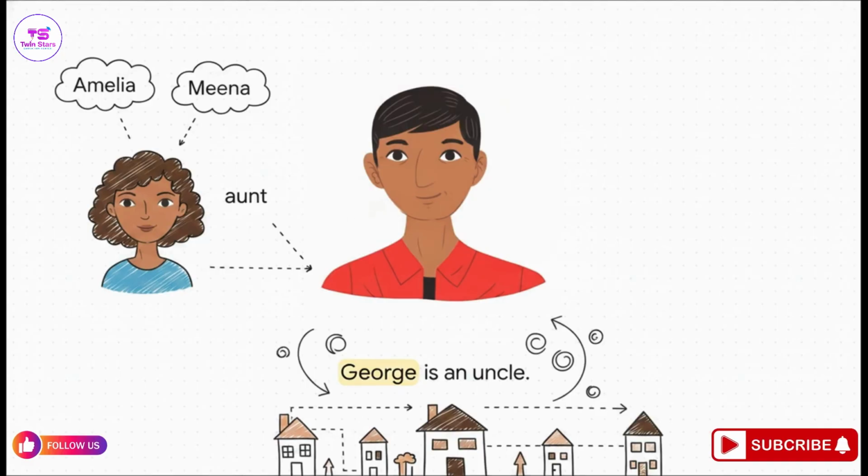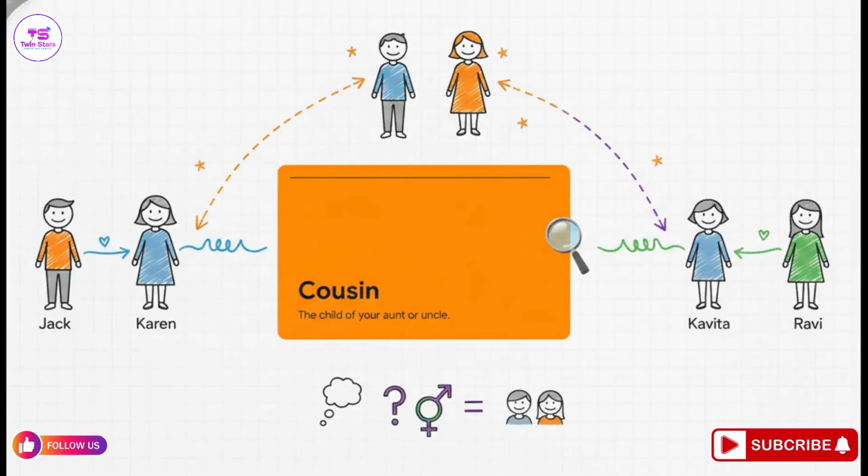Getting a handle on these roles is super important because in so many cultures, extended family lives really close by, and you are going to find yourself referring to your aunts and uncles constantly in English conversation. So how does this branch connect horizontally? The children of your aunts or uncles are your cousins.